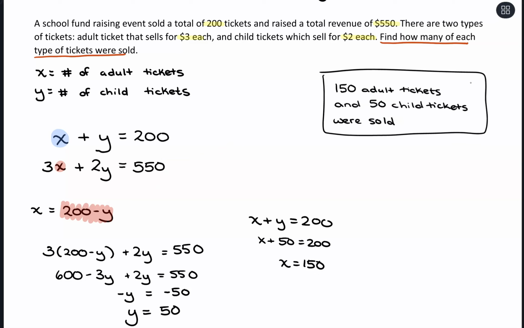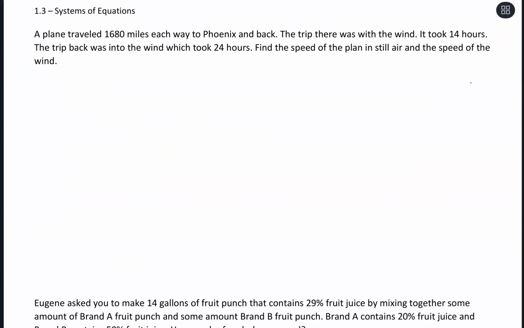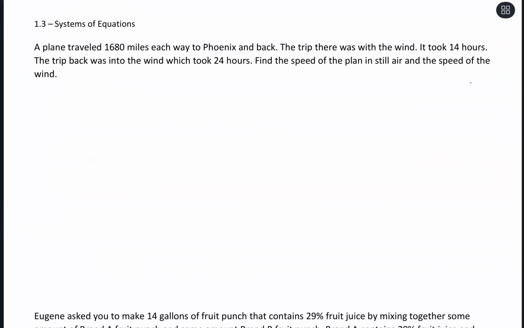Okay, few more examples here. We have a plane that traveled 1,680 miles each way to Phoenix and back. The trip there was with the wind. It took 14 hours. The trip back was into the wind, which took 24 hours. Find the speed of the plane in still air and the speed of the wind.